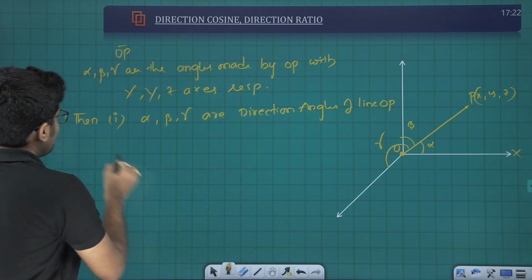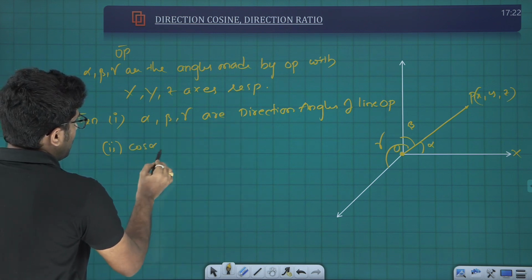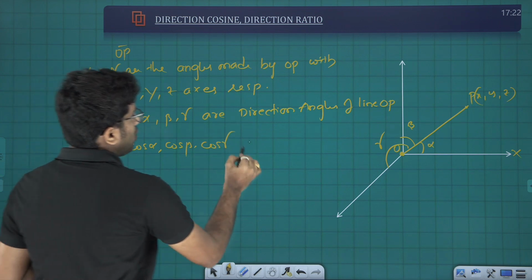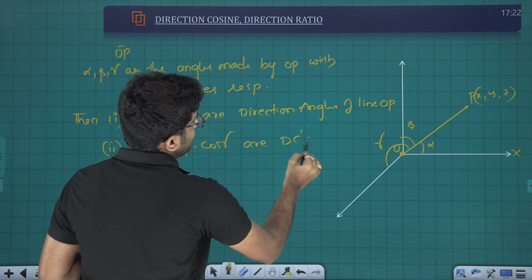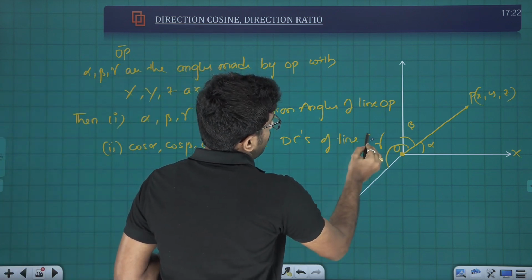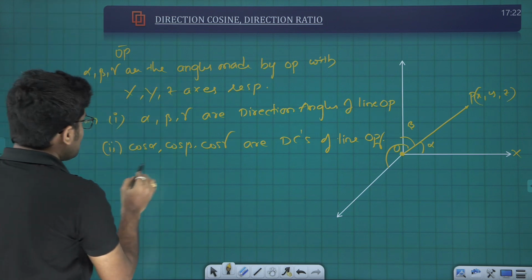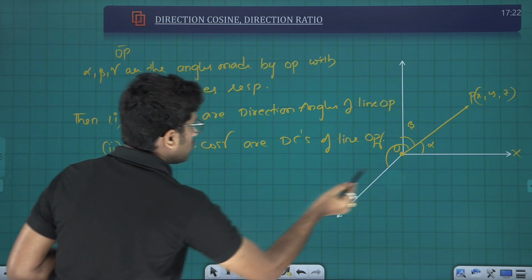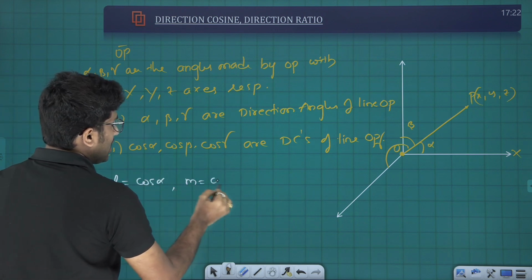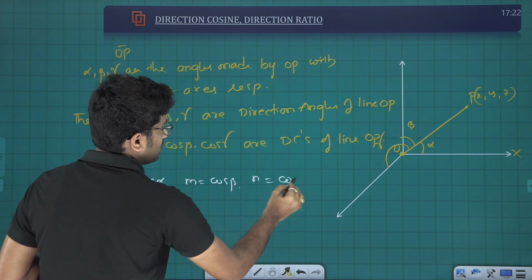Anything, both are same. Next, if alpha, beta, gamma are direction angles, cos alpha, cos beta, cos gamma, these three are called direction cosines. We simply call it DCs of the line OP, line OP or line passing through OP, anything is same. In general, we also denote direction cosines as L, M, N, friends. We denote cos alpha as L, cos beta as M, and cos gamma as N.